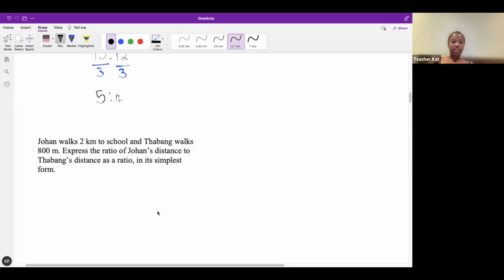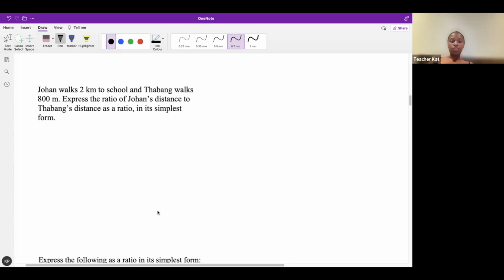Okay. Next one, Johan walks 2 kilometers to school and Tabang walks 800 meters. Express the ratio of Johan's distance to Tabang's distance as a ratio in its simplest form. Now we have a problem. Before we can do this ratio, what is the problem with these 2 numbers that I have here? Units are different. We have kilometers there and we have meters over there. Okay, I'm going to leave my meters the way they are.